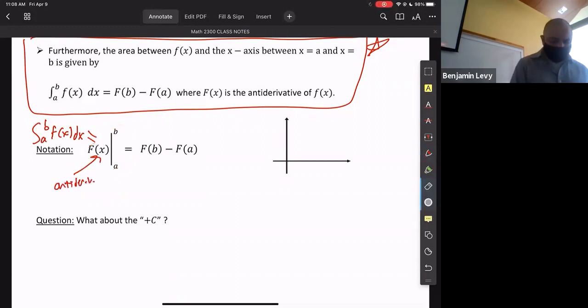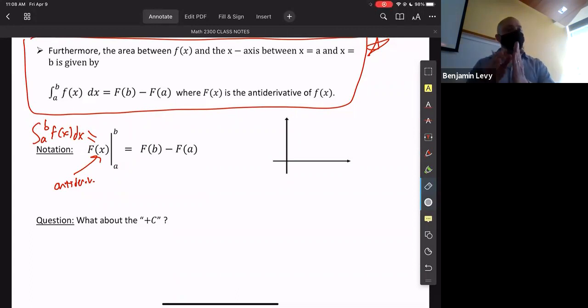And you'll see me do that. And so I just wanted to make that clear. We're going to do this integral, you do this intermediate step where you find the antiderivative, and then you write down what you get when you plug the numbers in.